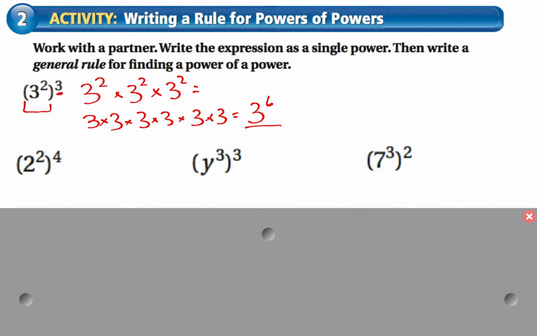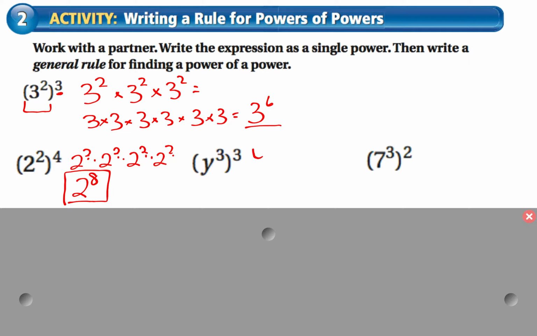Let's look at a couple more of these examples. 2 squared to the 4th, that's 2 squared times 2 squared times 2 squared times 2 squared. Now we could use the product of powers rule here. 2 plus 2 plus 2 plus 2 is 8. And we'll get 2 to the 8th here. We also could write out 2, 2, 2, 2, 2, a bunch of 2's.